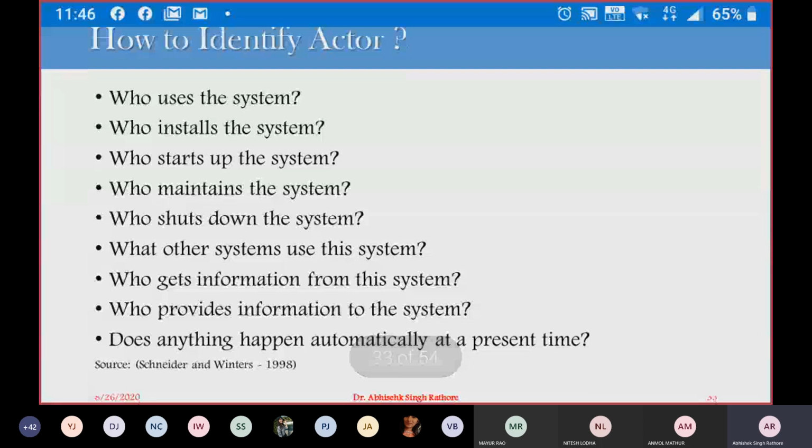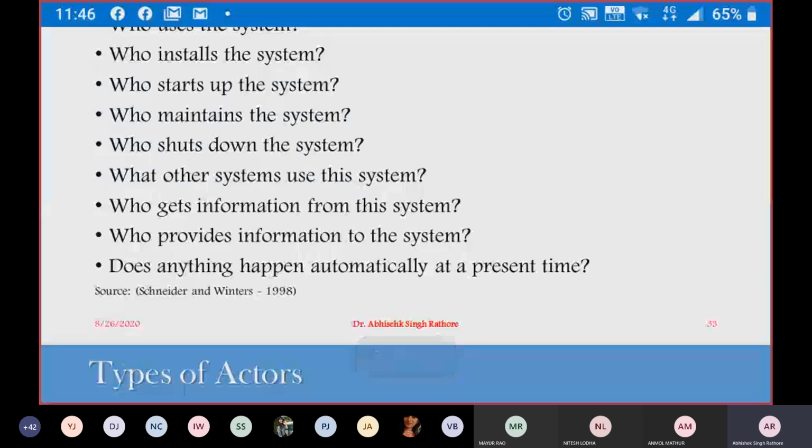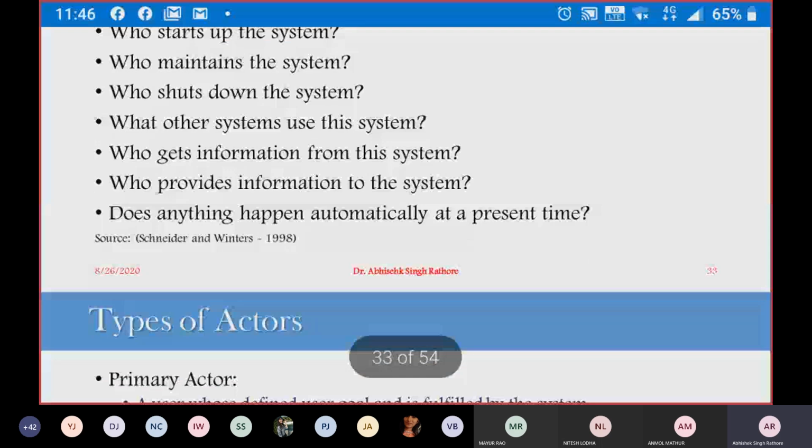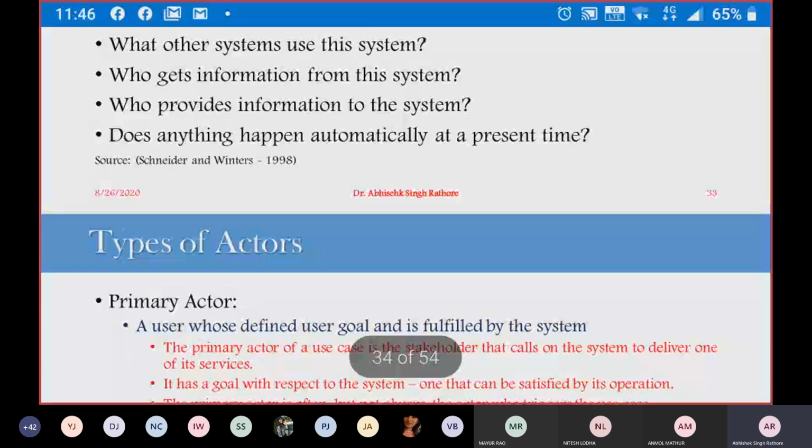Then again, the question is who gets the information of the system. This is again a user of your system. Who provides the information to the system, that is, who gives the input, and who gets the output from your system, are also actors of your system. Then next is, does anything happen automatically at a preset time? When it happens automatically, this is again a user, or an actor, of your system. Then we have two different types of actors available. The first is a primary actor, and the second one is a supporting actor.